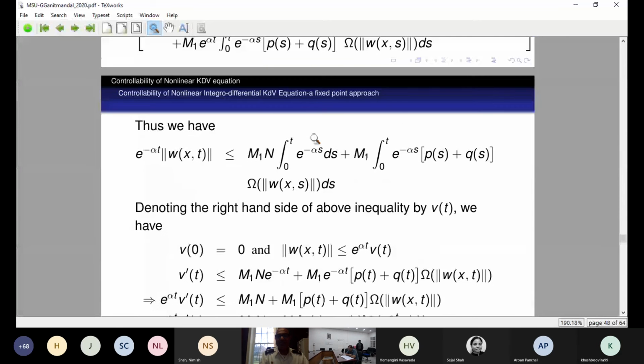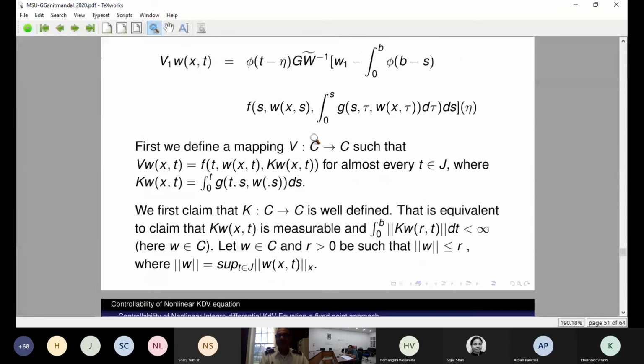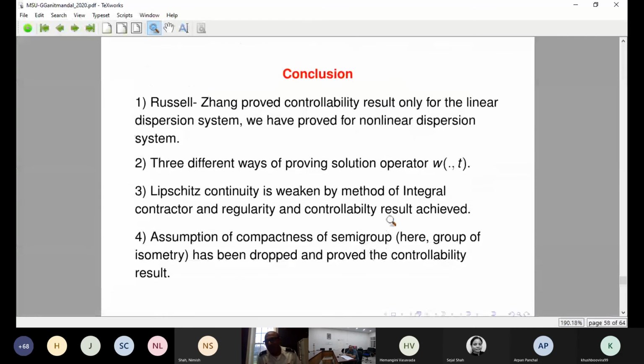So let me keep the proof aside and go to the conclusion, because we are almost at the end. This is just the proof of this one. As I told you, my nonlinear operator F is uniformly bounded as well as equicontinuous, and therefore it is compact. And therefore we can use the Schaefer fixed point theorem. So what we have done in these 45 minutes: Russell and Zhang proved the controllability result only for the linear system. We have proved it for the nonlinear system.